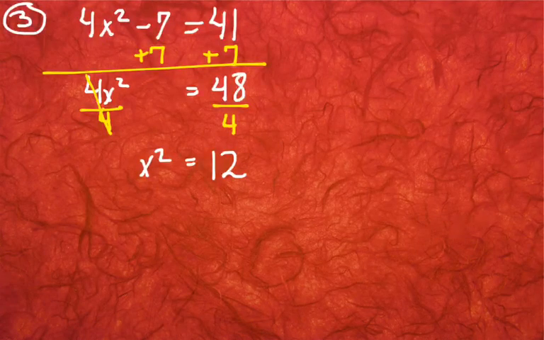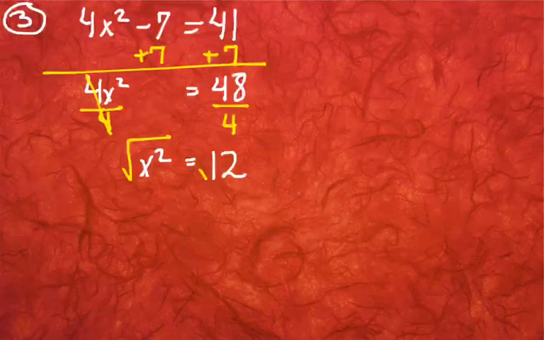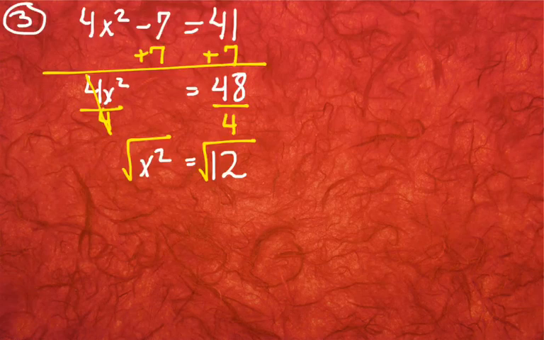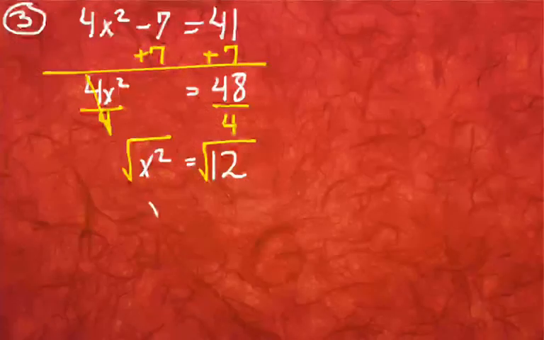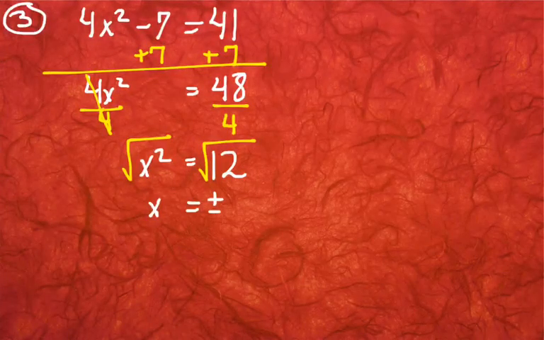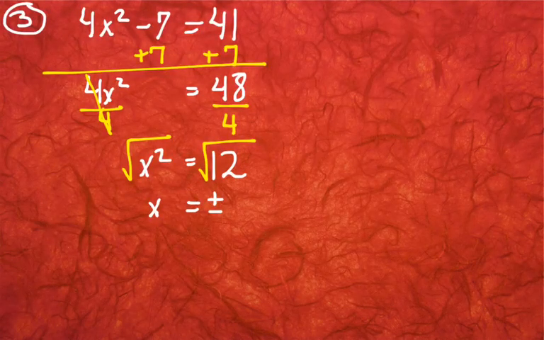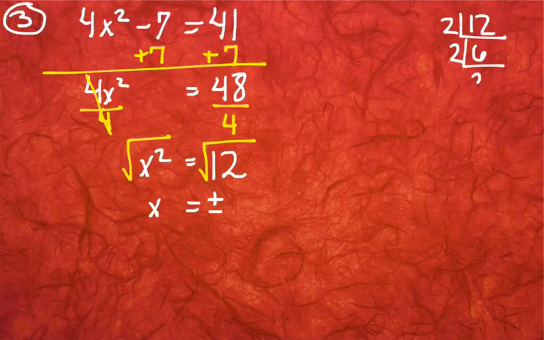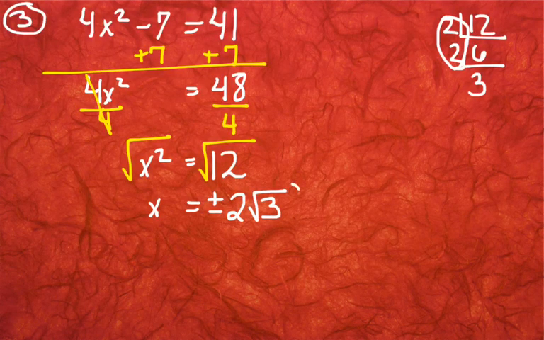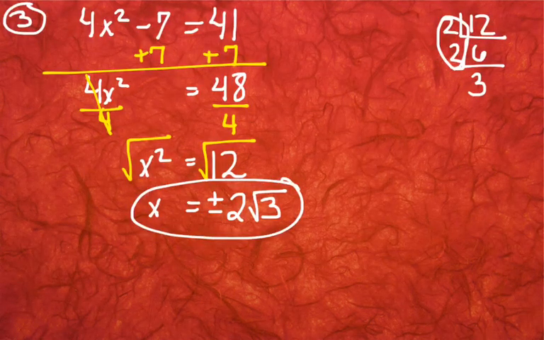Now we have the square term by itself. We take the square root of both sides. And so x is equal to the plus or minus, positive or negative. Now, 12 is not a perfect square, so I need to think, are there any perfect square factors that can come out of 12? So divide 12 by 2, I get 6. Divide it by 2, I get 3. So I have a set of 2's that can come out. So 2 times the square root of 3. That's my answer.